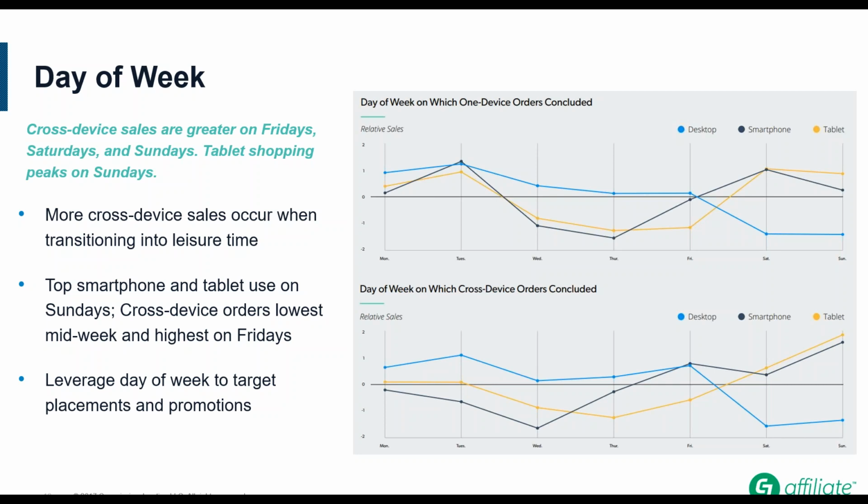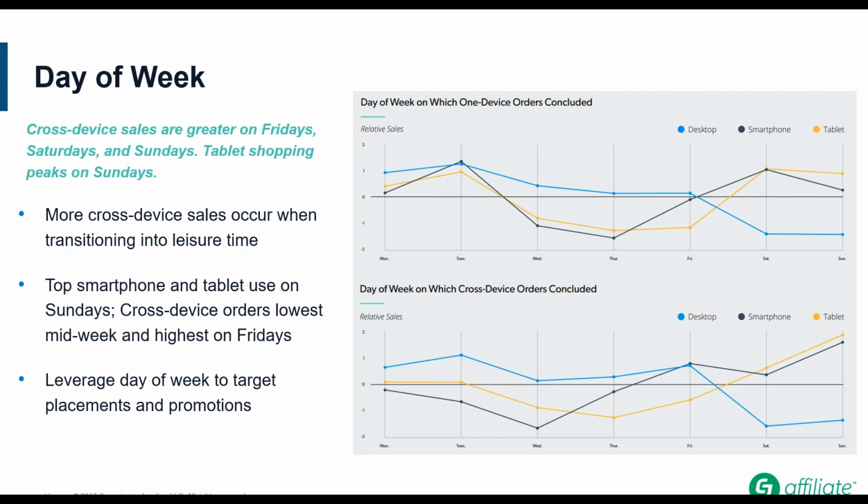Okay, here's one. So our network data shows that cross-device sales on smartphones and tablets increases as the weekend approaches. And the greatest share of sales on devices is happening on the weekends, as I just said. Which makes sense, right? Because many of us don't even want to get near a desktop or laptop on the weekend because it feels too much like work.